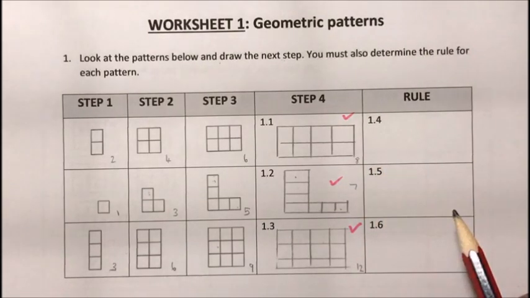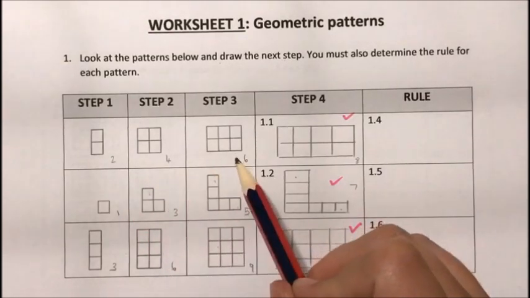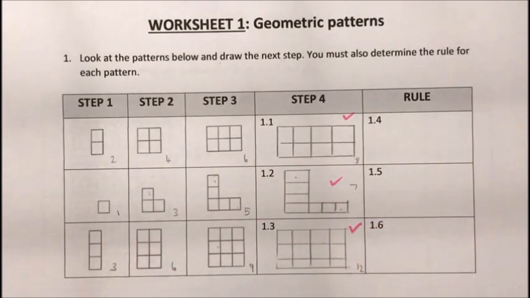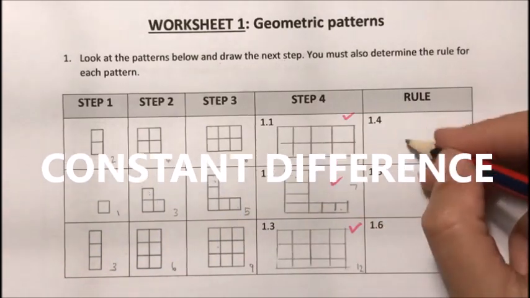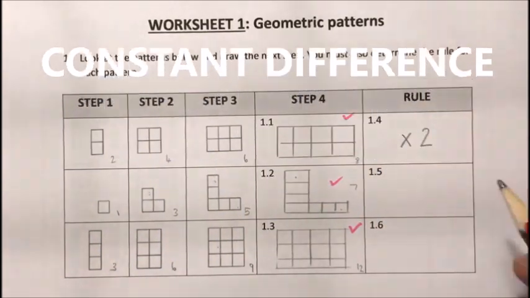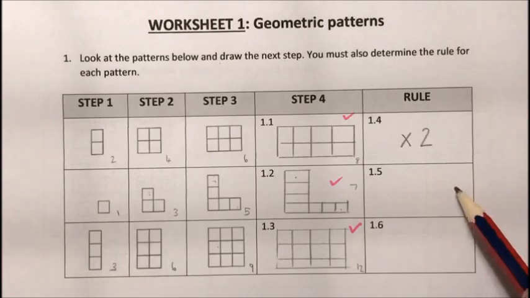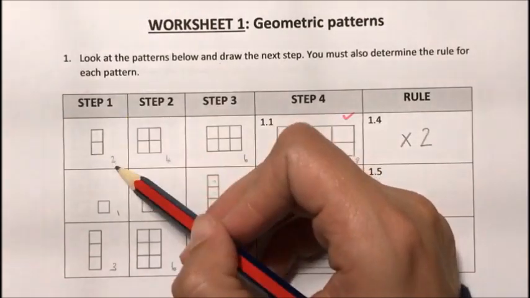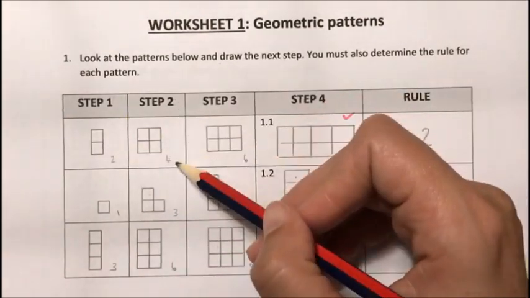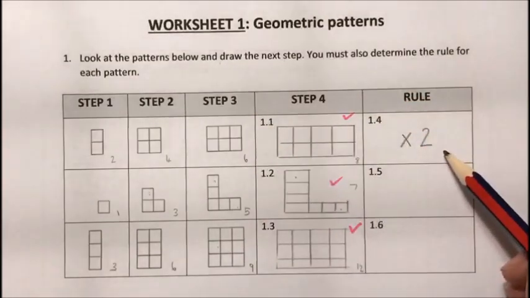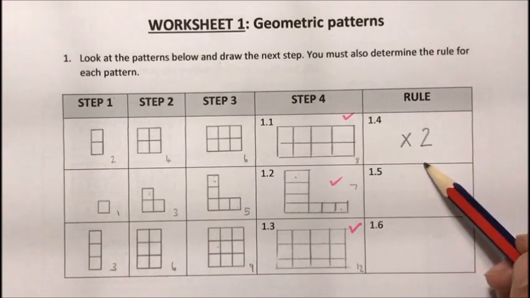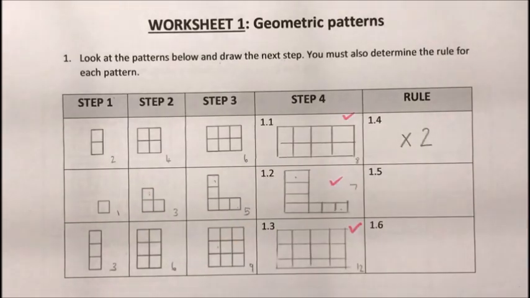So remember grade 6's constant difference. What is the difference between the blocks between step 1 and 2, 2 and 3, and 3 and 4? The difference each time is 2. So if the constant difference is 2, I must multiply with 2. 1 times 2 gives me 2. 2 times 2 gives me 4. 3 times 2 gives me 6. I don't need an extra calculation because if I use times 2, it gives me the correct output.